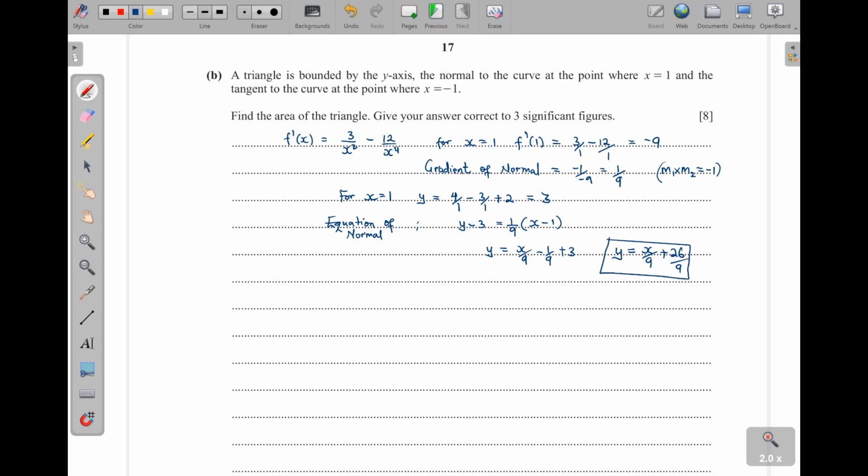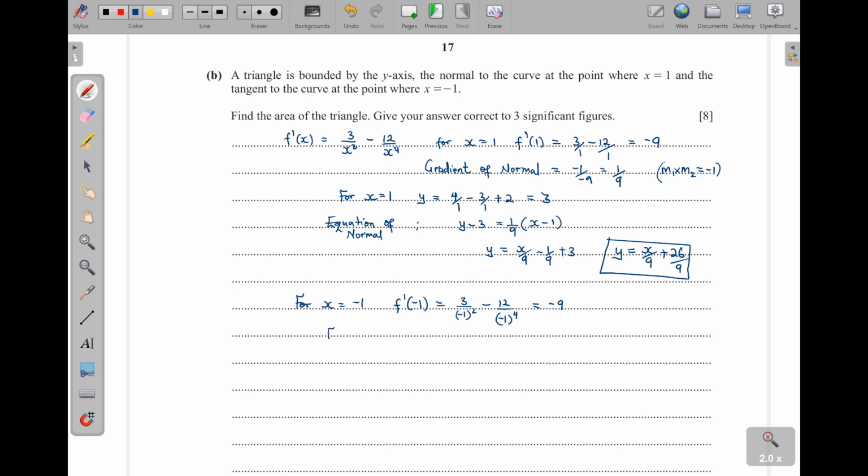Then I also go for this one, for x is equal to -1. There we are having a tangent. So what is f prime of -1? So we shall have 3 over (-1) squared, then minus 12 over (-1) to the power 4. An even power of a negative is always 1. So this one is also 3 minus 12, which is -9. Now this is the gradient of the tangent.